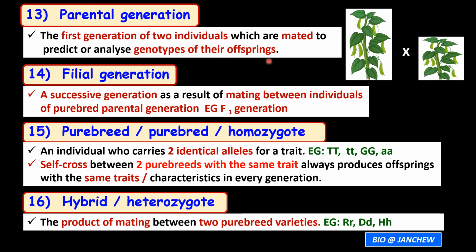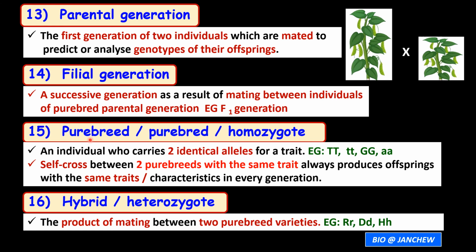Okay, right, then their offspring are called the filial generation, the first filial generation. So a filial generation is a successive generation that is a result of mating between individuals of purebred parental generation, as seen here, as discussed just now. An example is the F1 generation, or the first filial generation. After that, the first filial generation was crossed among themselves, and then it produced the second filial generation, right?